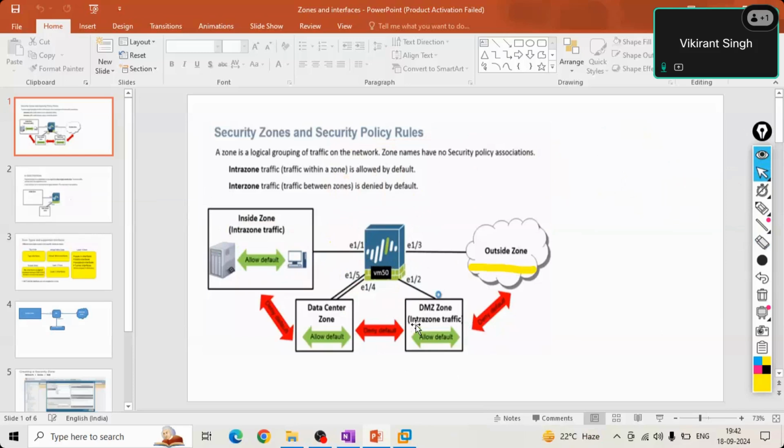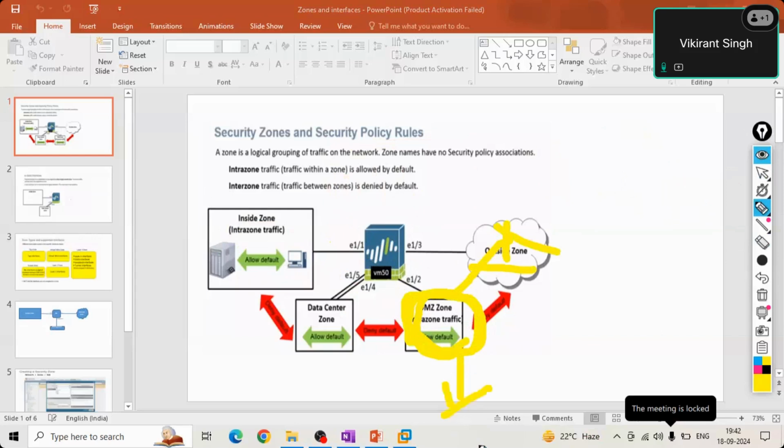Intrazone means the traffic is flowing within the zone. It is not going from one zone to another. It is communicating within the zone because we have multiple interfaces. Traffic is coming from one interface to another interface within the zone, and that is allowed.